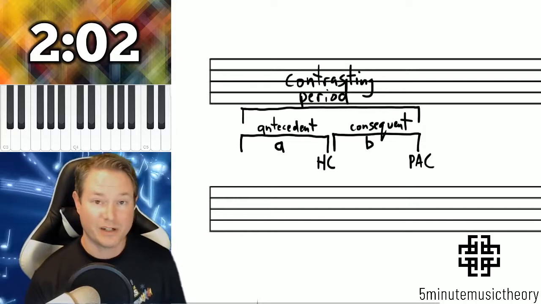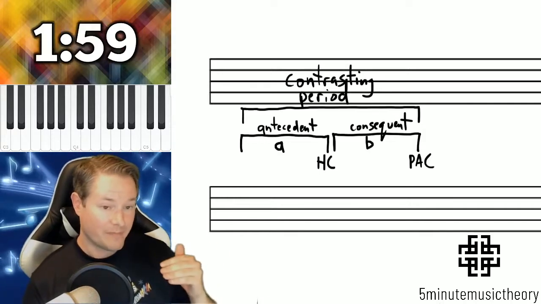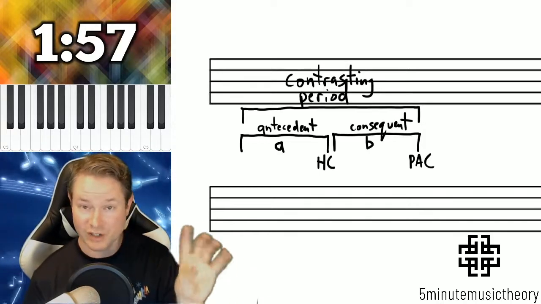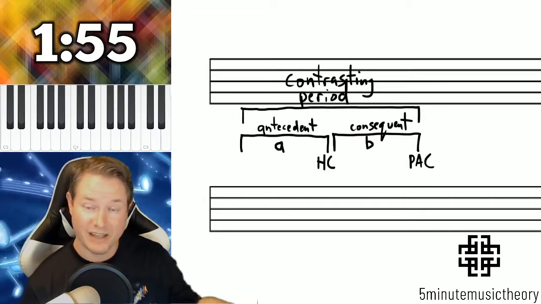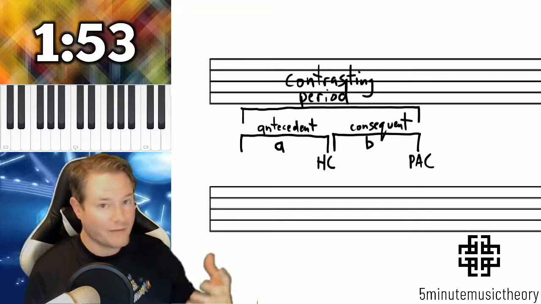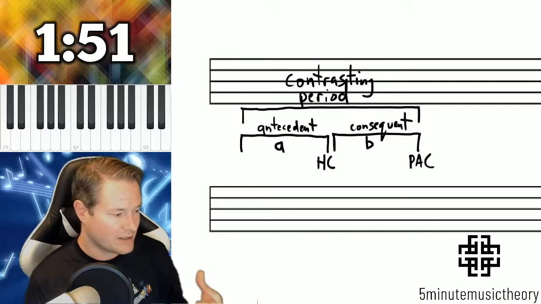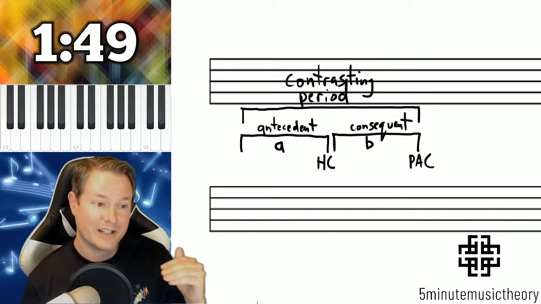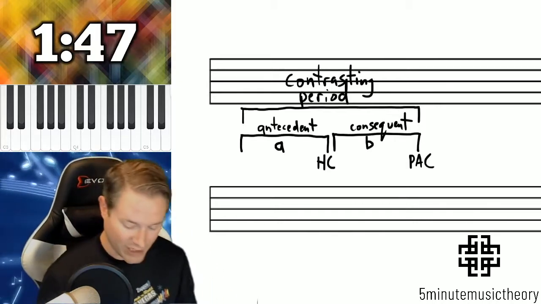A contrasting period, let's go in order. Contrasting means that the two phrases are different from each other, A and B. It means that they contain different material. They might have a few notes the same, but they're definitely different phrases. And then period is two phrases which have antecedent and consequent relationships.